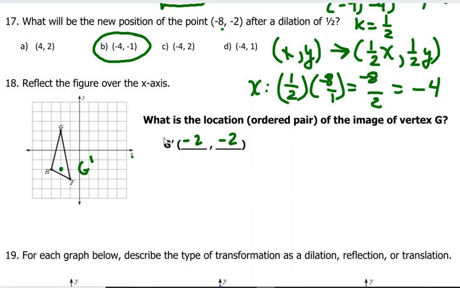That's all you're asked to do, but if you wanted to see what everything else would do, H prime would be, I'm going to go 2 away. That would be H prime. F prime, 1, 2, 3, 1, 2, 3. So if I wanted to reflect over the x-axis, you can see it's kind of overlapping on itself. That's okay. The whole new figure would look like that, but I just needed to find G prime. And so G prime was (-2, -2).